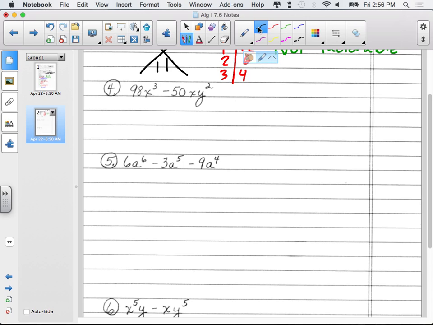All right, number 4. You guys know what I'm going to say? GCF, right. So what can we factor out of both terms in this one? 2. Is it just 2? 4. 4x. We can take an x out of both terms too, right? So after we factor out the 2x, what are we left with? 49x squared.